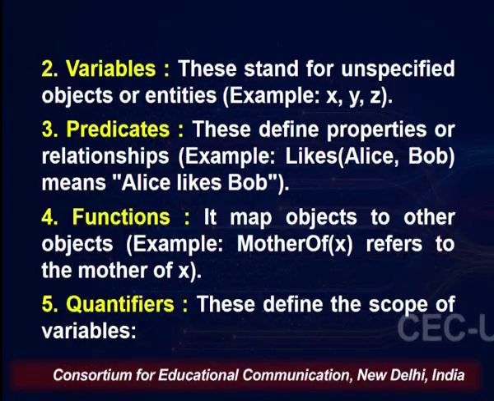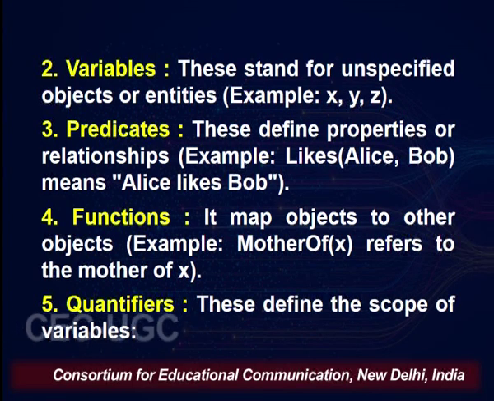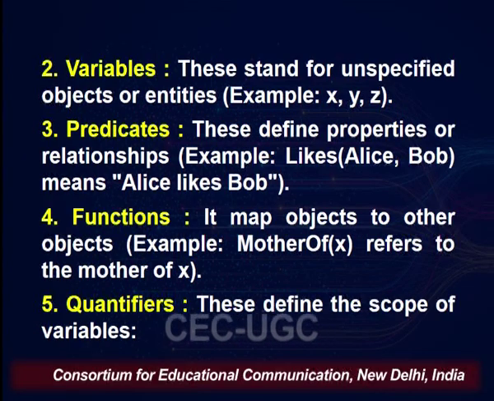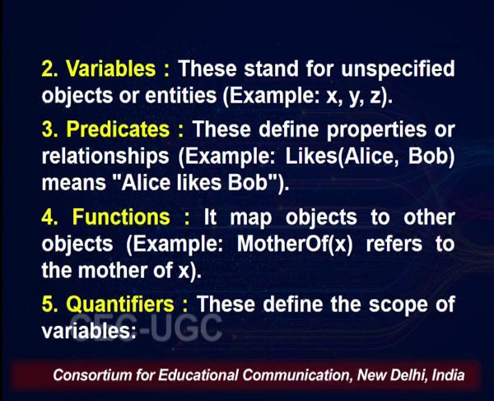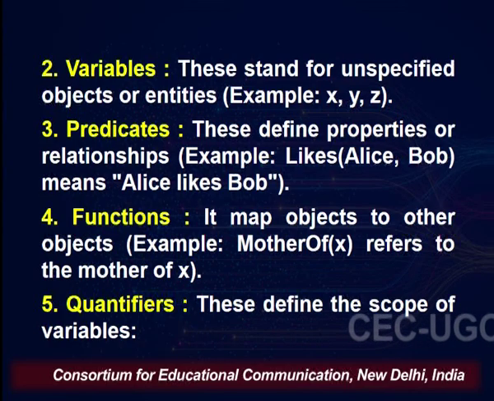So, for example, these functions map objects to other objects. For example, mother of x refers to an x variable who has some other entity as mother. Then we have quantifiers, which are used to define the scope of the variable. Within the quantifiers we have two, as you are aware.